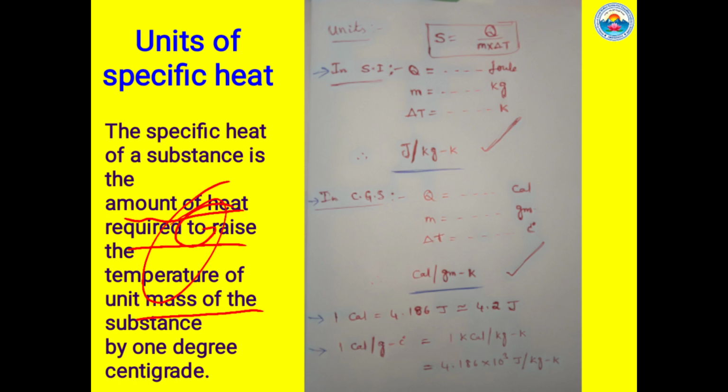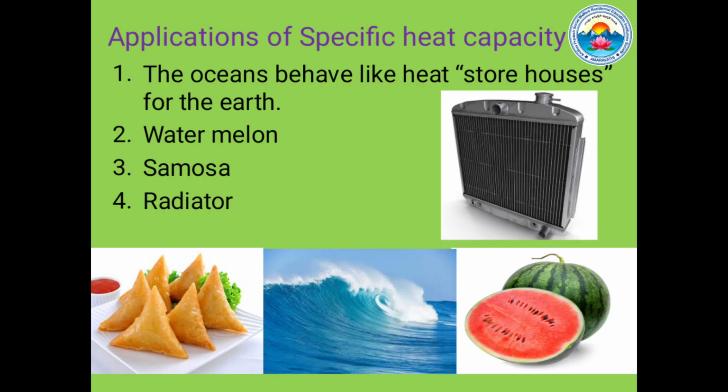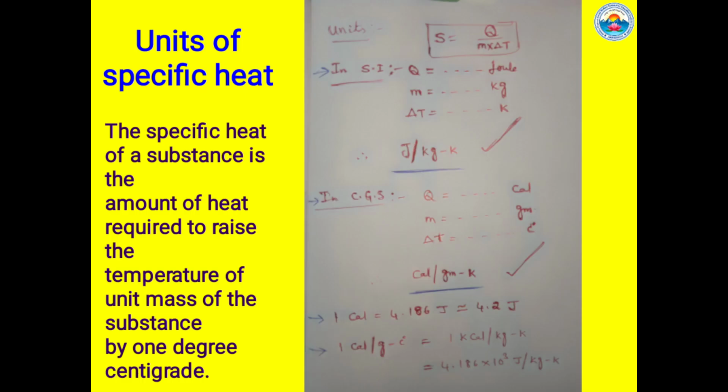The specific heat of a substance is the amount of heat required to raise the temperature of unit mass up to what? 1 degree Celsius. This is the condition. Okay, raise the temperature up to what? Only 1 degree Celsius. And unit of mass, that is also a condition.